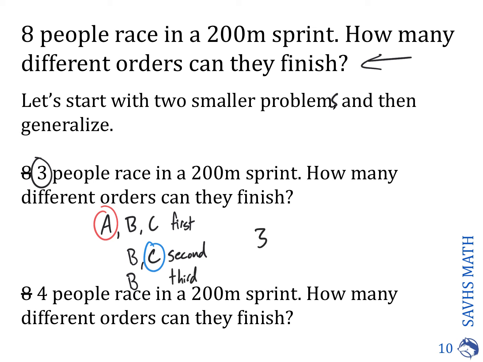So we have this 3 times 2 times 1. The fundamental counting principle says we can take those 3 different ways and multiply them. So that would give us 6 ways.